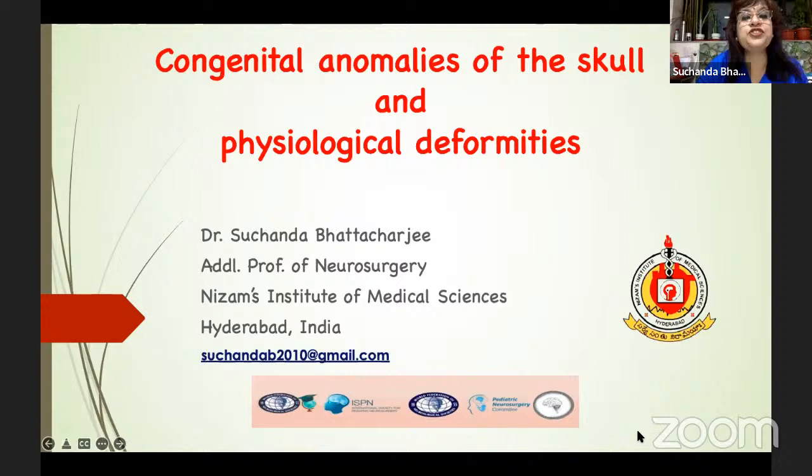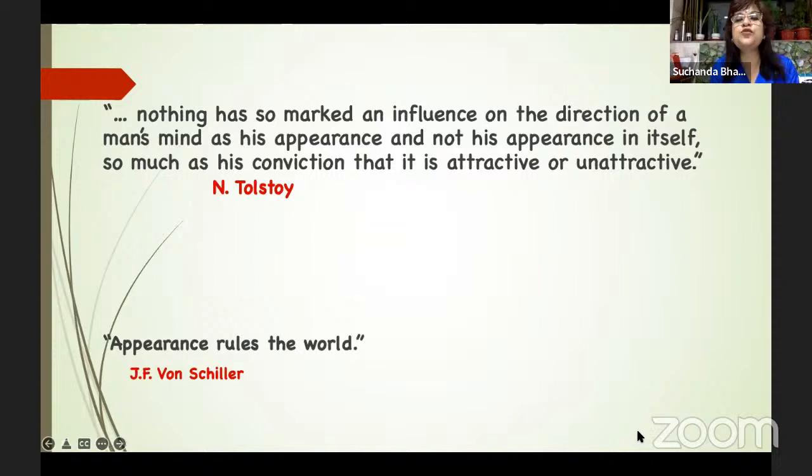So I start with the quote, because nothing has so marked an influence on the directions of a man's mind as his appearance, and not his appearance in itself. That was told by Tolstoy, because we all have a conviction that whether it is attractive or unattractive. So appearance rules the world, as told by Schiller. And with this, I start my talk.